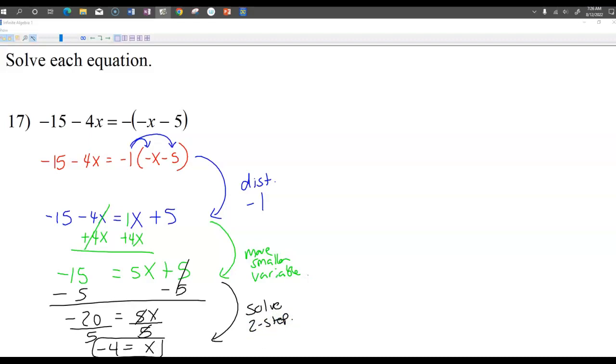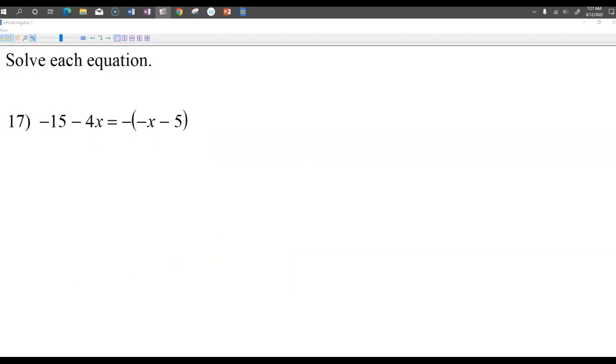So just keep in mind, sometimes you won't have to do every step. You may not have to distribute. If you don't have parentheses, you probably don't have distribution, so you can skip it. We saw a few examples where you don't have to combine like terms. You may not have to move the smaller variable. If you only have a variable on one side of the equal sign, you don't have to do that either. So the first 3 steps are optional. You may or may not have to do them depending on whether it's necessary or not. Okay? The 4th step, though, should get you there with a 2-step equation every time.